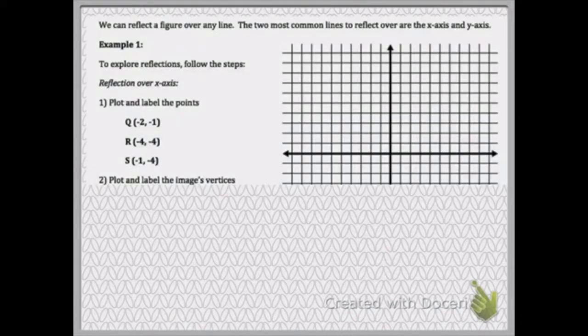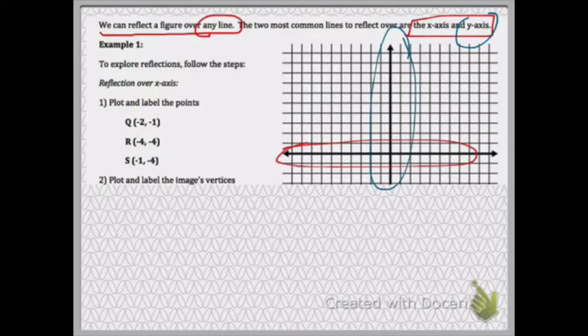Now, what a shape looks like as a mirror image depends on where the mirror is. So you do want to note that we can reflect a figure over any line. The most common lines we're going to reflect over are the x and y axis. So if we're reflecting over the x-axis, then the x-axis is the mirror line. If we're reflecting over the y-axis, then the y-axis is the mirror line. So you have to pay attention to where that mirror line is, or what you are reflecting over as we do reflections.